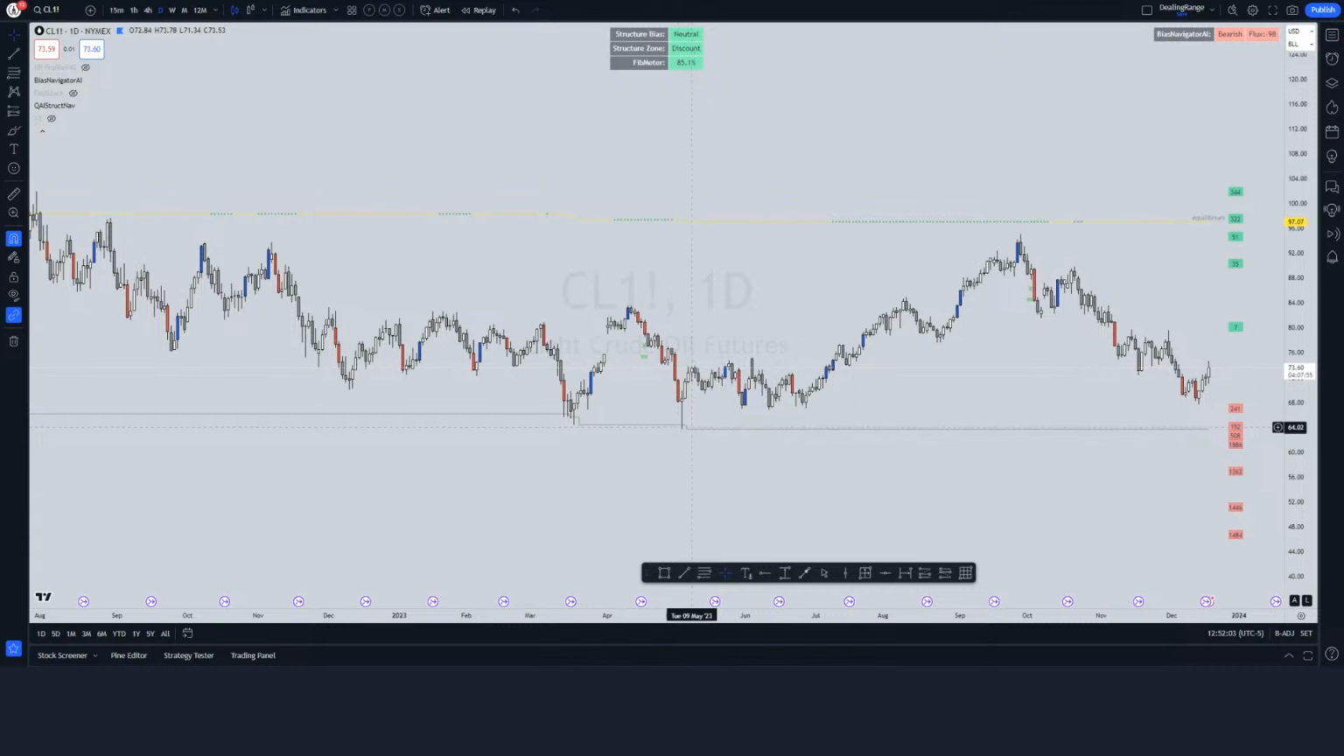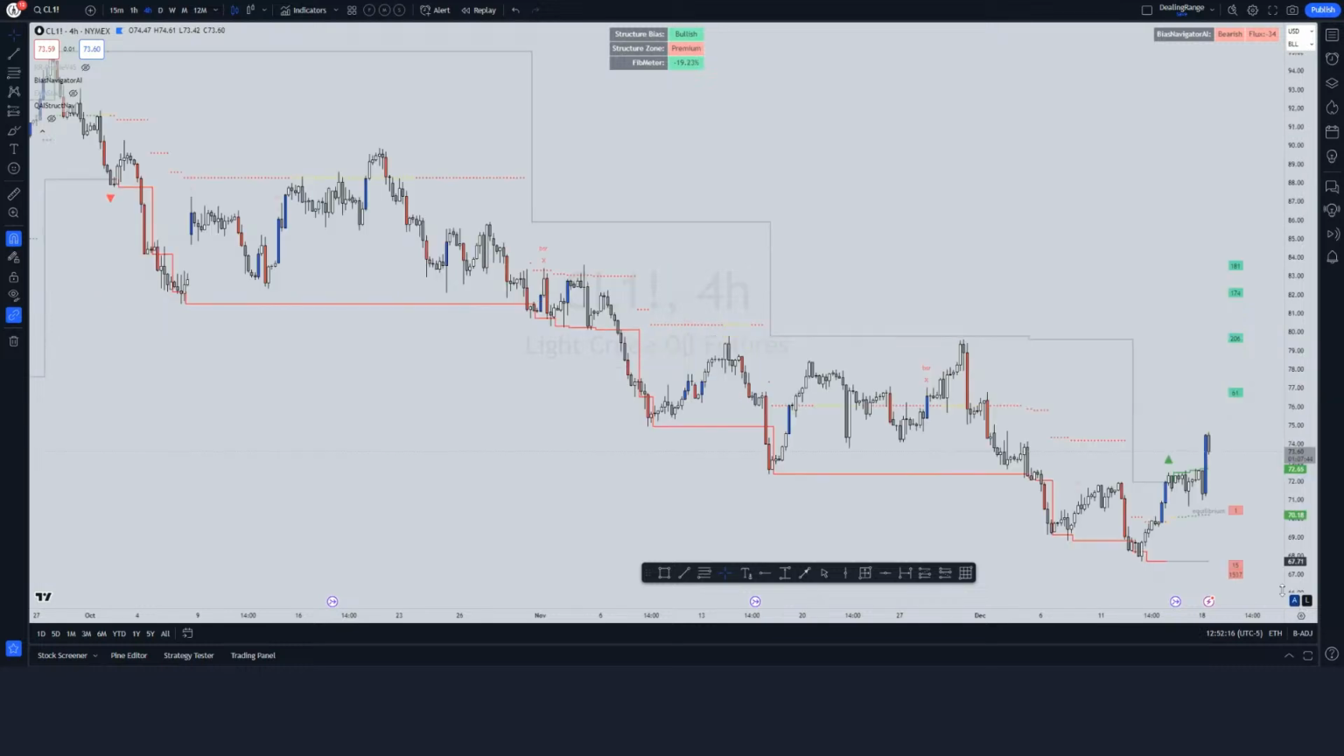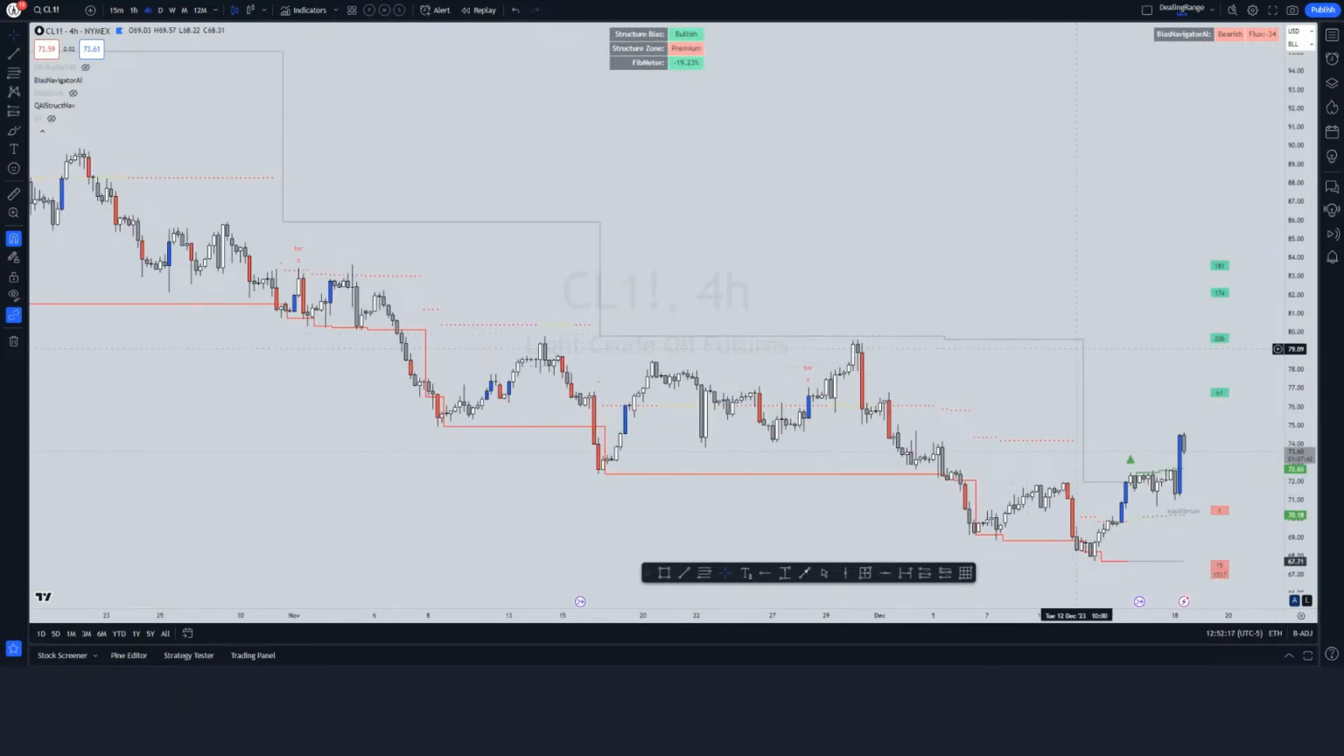It's like right down here. So this is a pretty significant level. Okay. So we have to keep in mind that that could still be a draw on a higher time frame. But on a lower time frame, we have to follow structure.